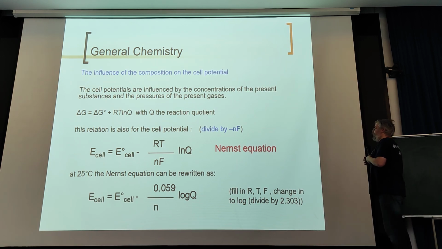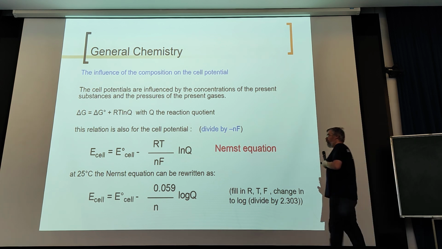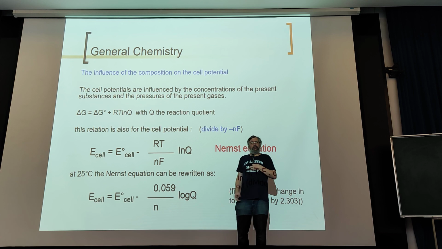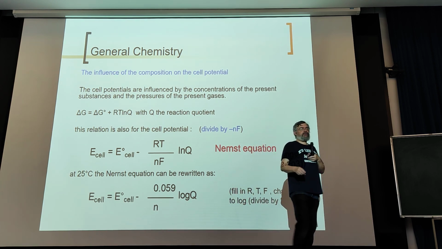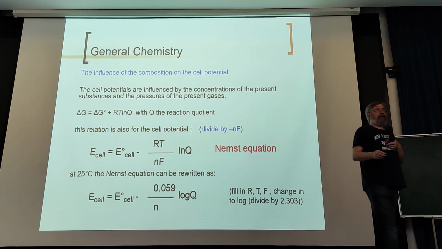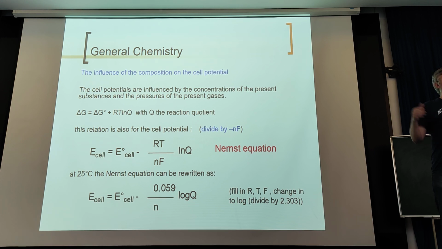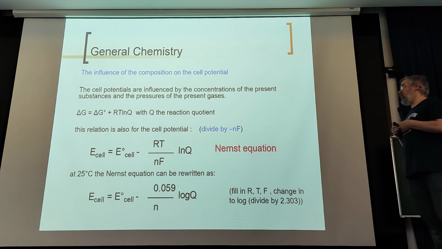So this is the Nernst equation in the form that we will actually use it. Now Q is of the same form as the equilibrium constant. That means we only take the changeable concentrations. If there are any solids or liquids, like water, that are not changeable, we will not see them in the Nernst equation.